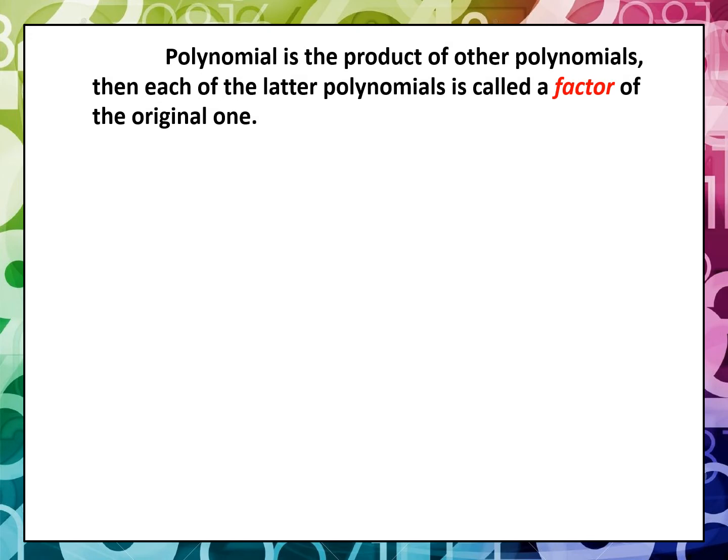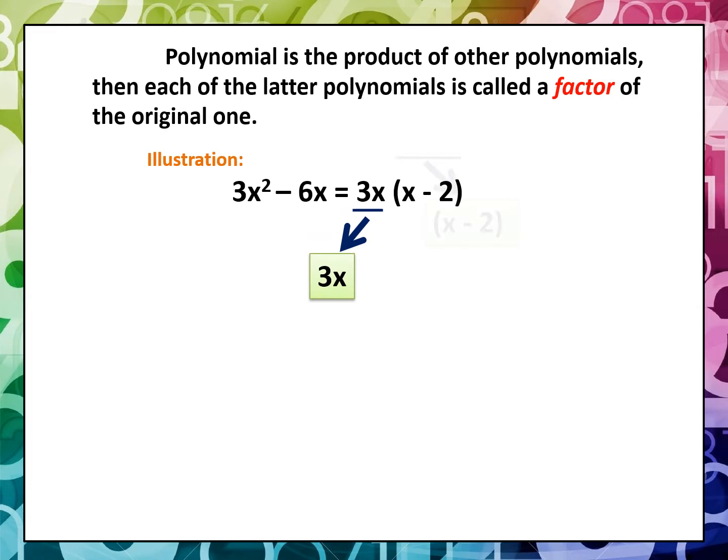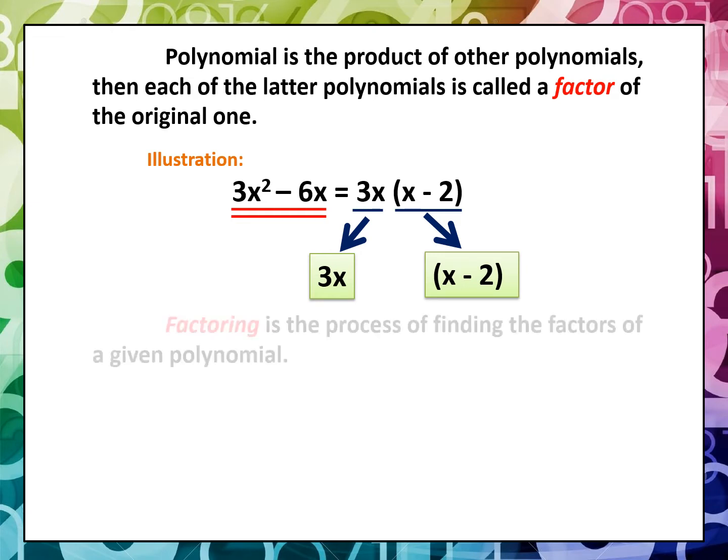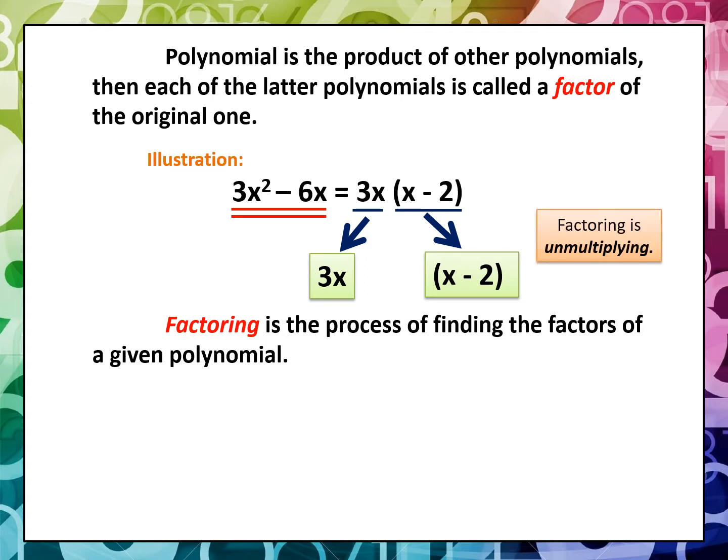of the original one. For illustration, since 3x squared minus 6x equals 3x times x minus 2, we say that 3x and x minus 2 are the factors of 3x squared minus 6x. In other words, factoring is the process of finding the factors of a given polynomial. In a sense, factoring is unmultiplying. It is important when working with fractions and solving equations.